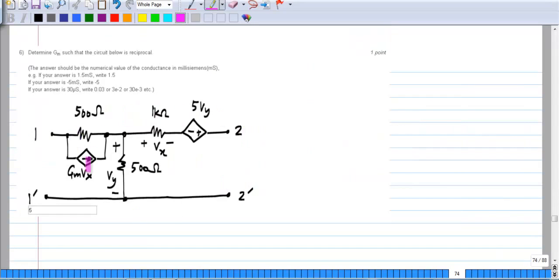Now this is another network with control sources, and you have to find the value of the control source Gm such that the network is reciprocal. In this case, you can choose any parameter set. Let me choose Z parameters. I have to find Z12 and Z21 and make them equal to each other. Okay.